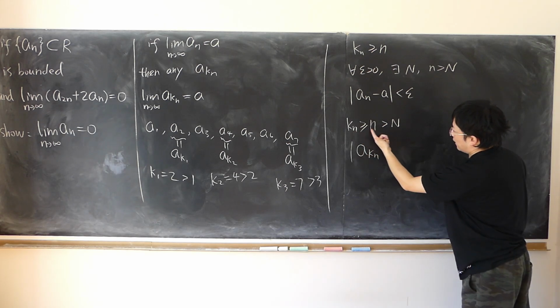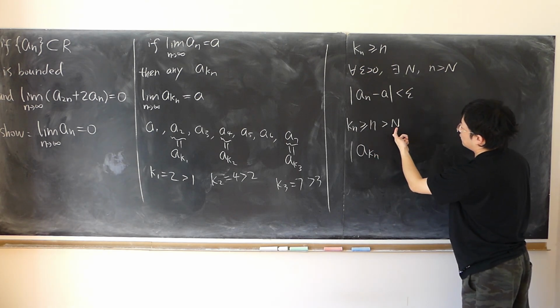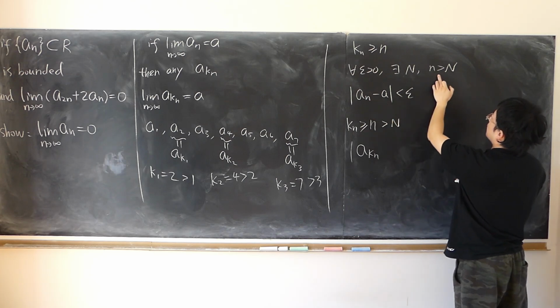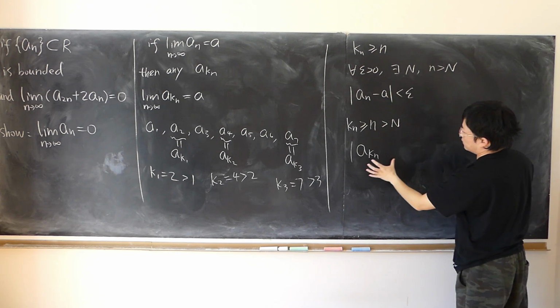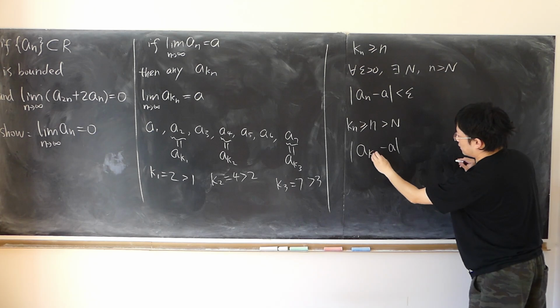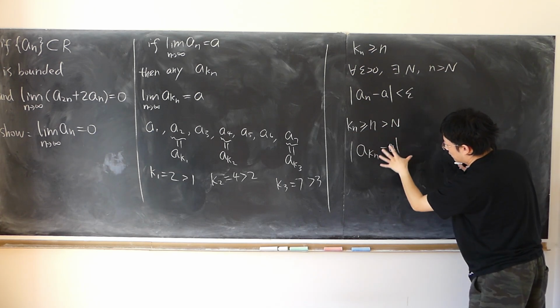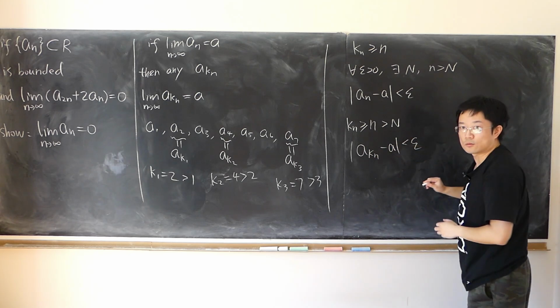Yes, it's bigger than n. N is bigger than capital N. Yes, it's bigger than capital N. It says, as long as this little number is bigger than capital N, then this can be small enough. Which means, yes, as long as this little number is bigger than capital N, then this distance can be small enough, right?